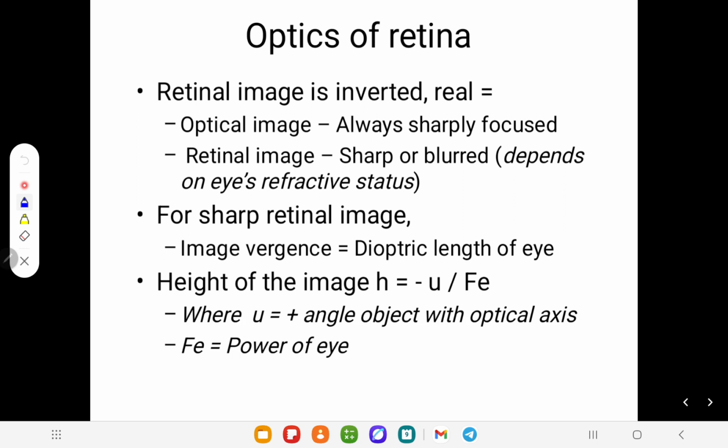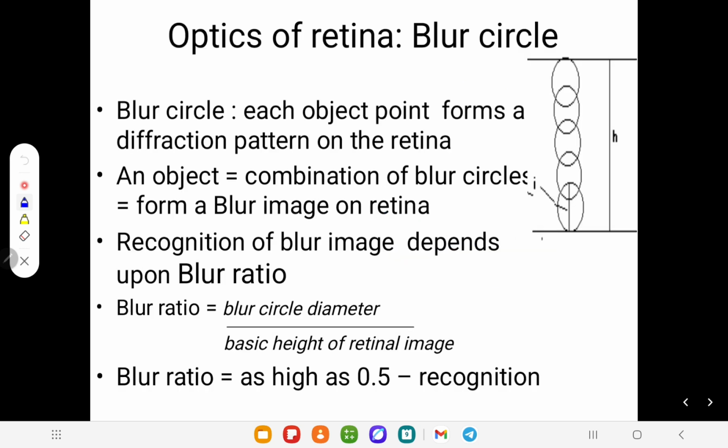Okay, in the optics of the retina, the retinal image is real and inverted. We always know that real and inverted means it can be projected on a screen. The sharp retinal image should have a certain height, and this is the formula. Let me not go there.